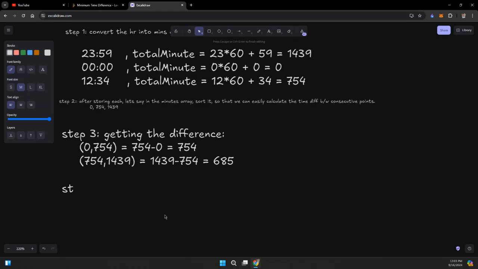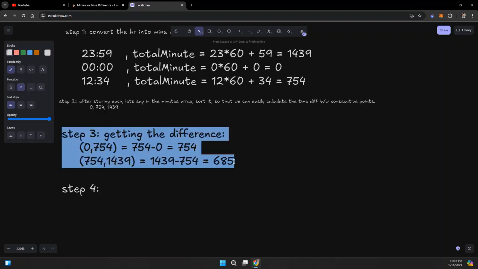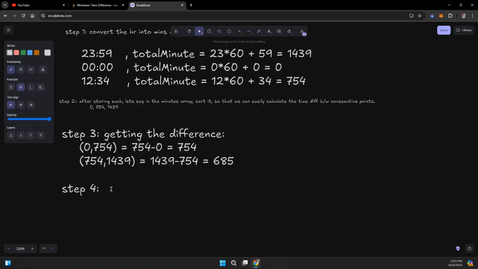Now, people, step 4 is pretty much the trickiest one, right? As I said, you have to keep in mind that you don't have to ignore the circular nature, as it is a 24-hour clock format. So you have to keep this in mind. That is circular difference calculation, right?